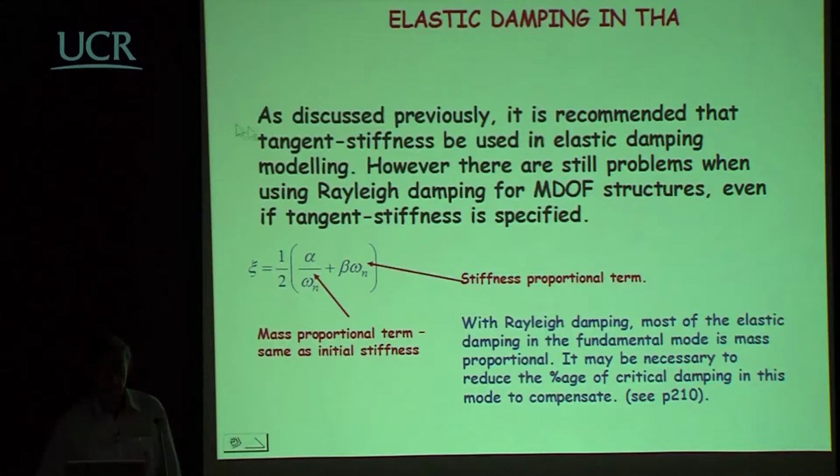Elastic damping in time history analysis. We've already discussed that it's recommended that tangent stiffness be used in elastic damping modeling. This can be a problem in some time history analyses because often you specify the damping by Rayleigh damping, which is a combination of mass proportional and stiffness proportional damping. And no matter what you do, in the first mode, the fundamental mode, pretty much all of the damping that you put in, so you specify 5% damping in the first mode, you would typically find, if you then define damping for the third or fourth mode, that about 80% of the damping in the first mode is associated with mass proportional damping, which is the same as initial stiffness damping. So you're going to get too much elastic damping if that's the case, unless you artificially reduce the damping in the first mode. So you may need to reduce the damping, and there is advice given in the book on how to do this.